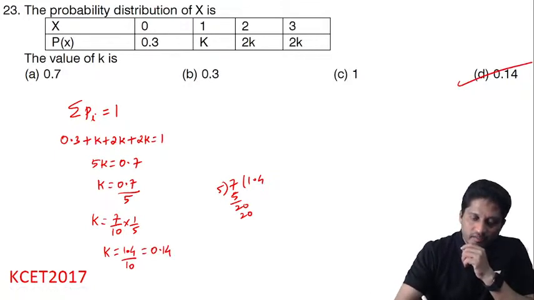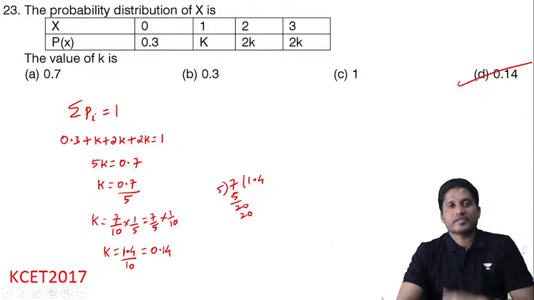First I divide 7 by 5, then I keep 1 by 10 as it is. 7 by 5 is 1.4, upon 10 is 0.14. Last option D.